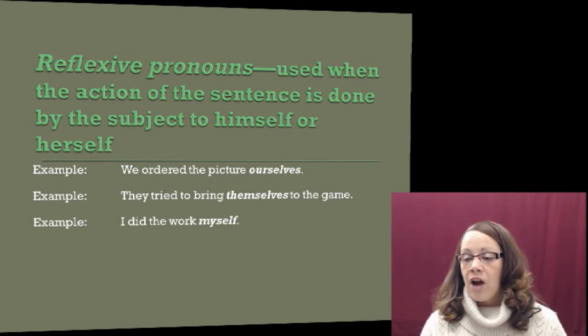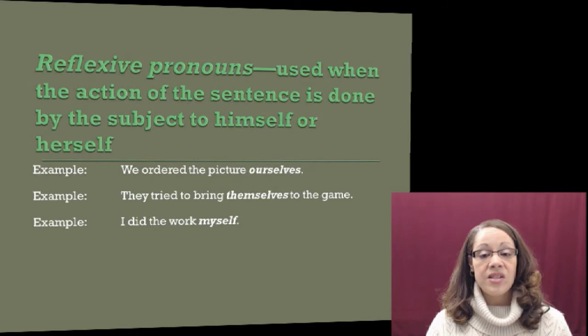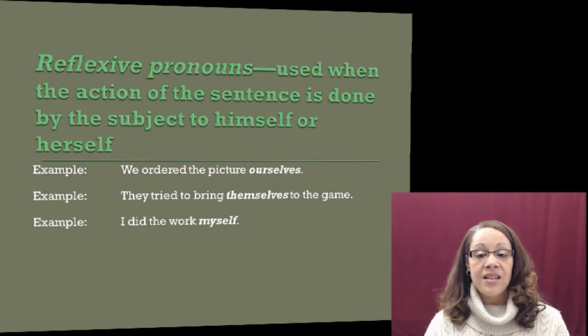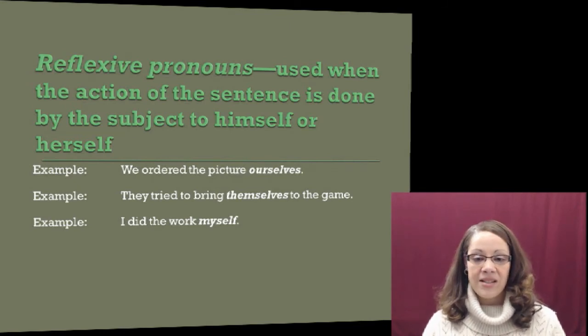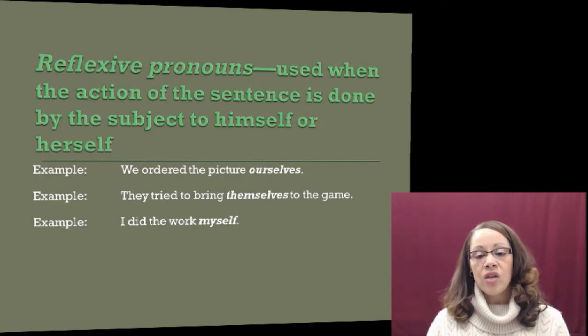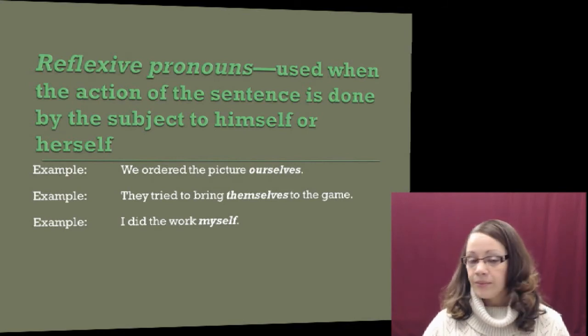Okay. Our next example, they tried to bring themselves to the game. Who did they try to bring to the game? Themselves. So this action is being done by they, which is the subject of our sentence. So they're doing the action themselves. And our last example, I did the work myself. So who did the work? I did the work myself. I'm making reference to myself in this sentence. So I'm using my reflexive pronoun myself to indicate that.